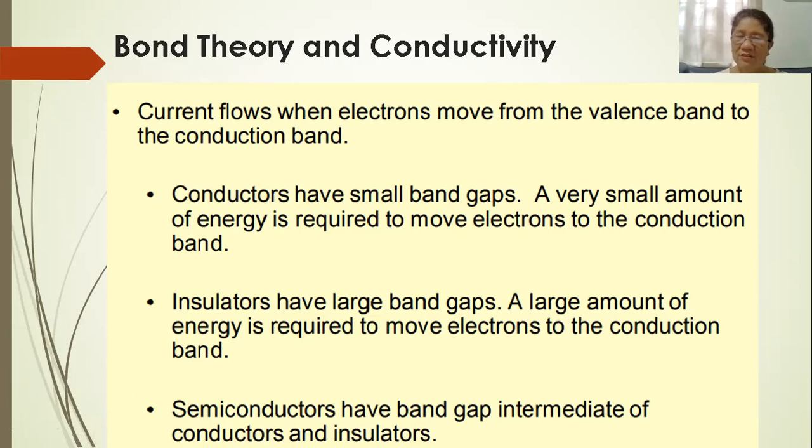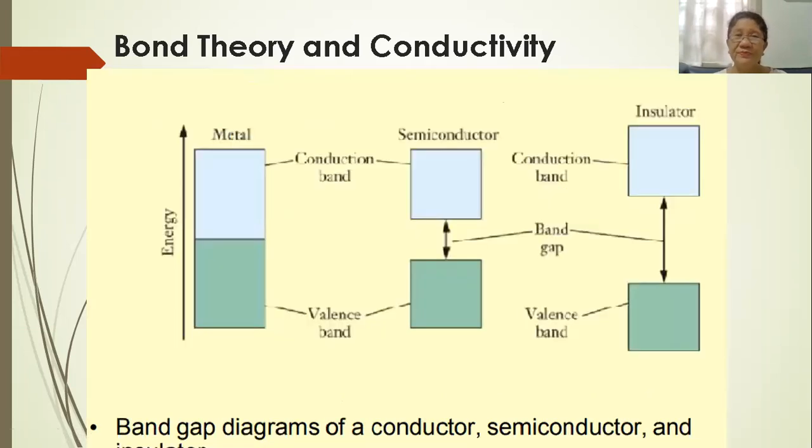There will be a gap in between. So here in this diagram, you can see this is the metals, this is the semiconductors, this is the insulators. The metals have almost no gap. But the semiconductors, the band gap is a bit higher. The highest are the insulators.